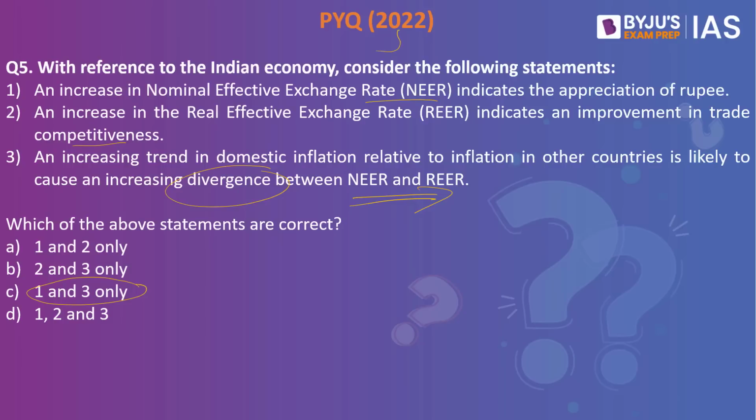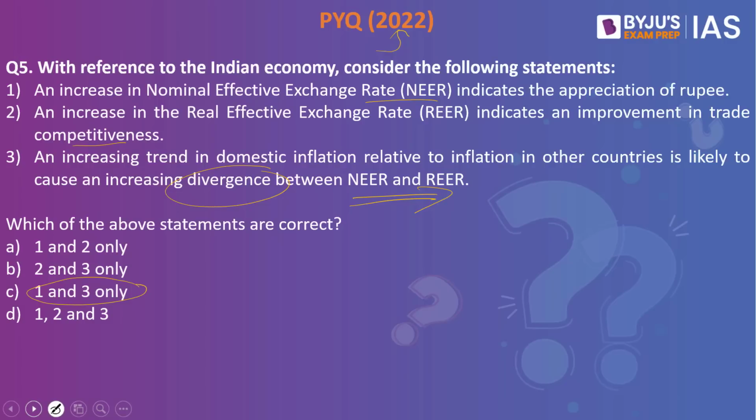This happens to be a previous year question from the year 2022. The second statement is wrong. That is because whenever the real effective exchange rate is increasing or improving, this basically means the country is losing its trade competitiveness and it is not an improvement.